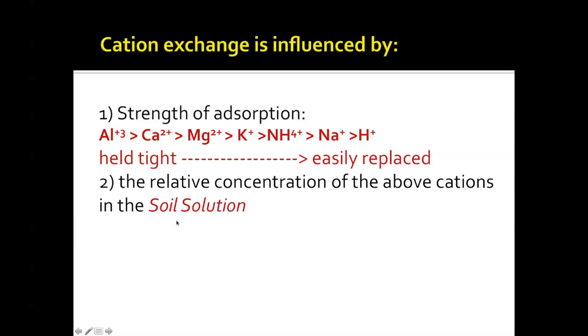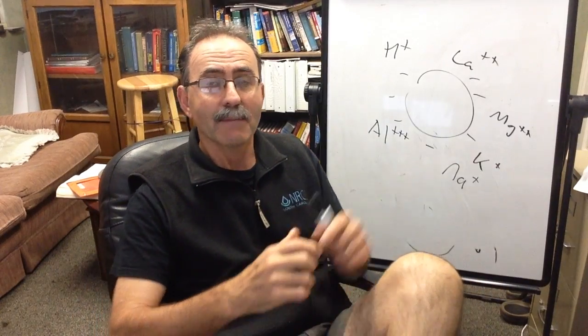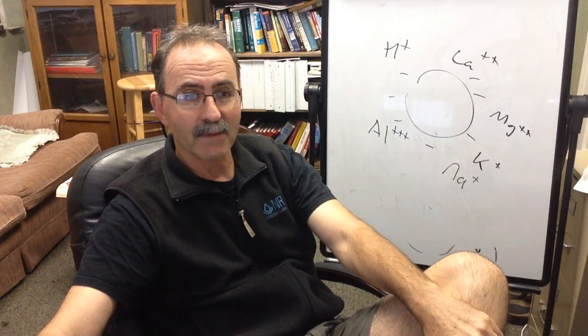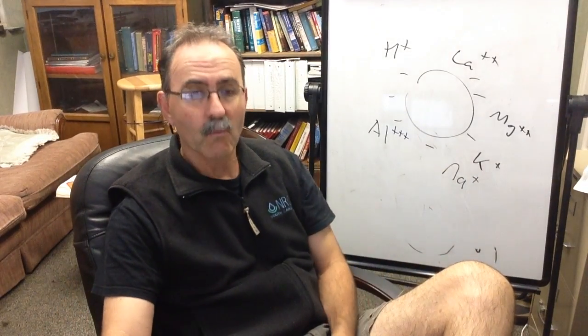The other thing, well, we just talked about it, is the relative concentration of the above cations in solution. So even though the hydrogen ion's strength of adsorption is very low, you put enough hydrogen ions in the soil, and they will kick some of these basic cations off the soil. These will leach out into the soil solution. You don't want that to happen.